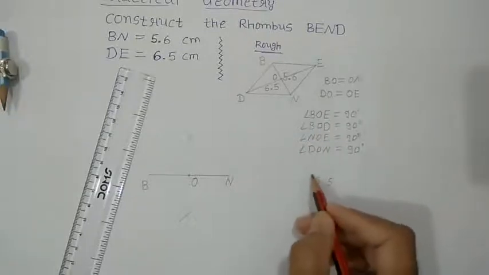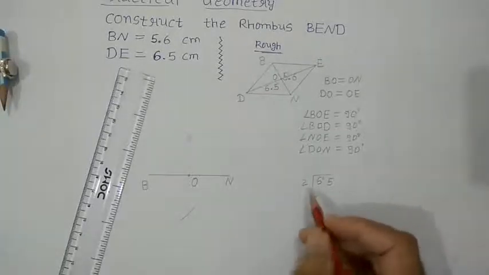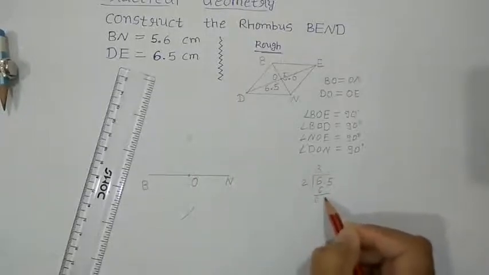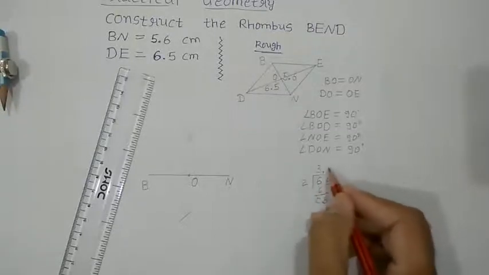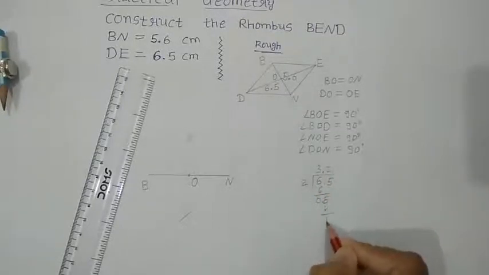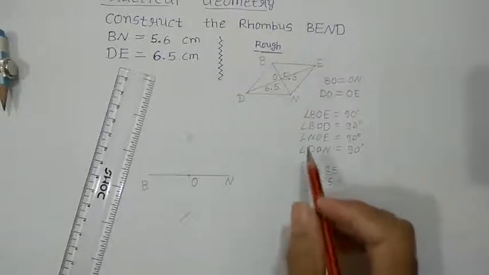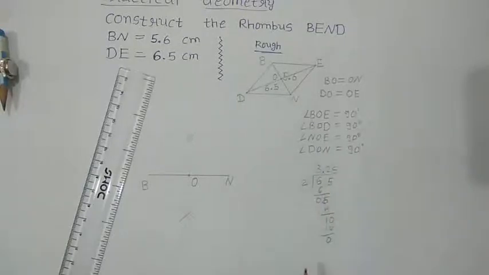6.5 divided by 2. We have to make two equal parts of 6.5. So by doing this, what do we get? 2 3s are 6, 5 is here, 2. Now we have to put a decimal point. 2 2s are 4, remainder is 1. Now we can put 0. 2 5s are 10. Now the remainder is 0. So the two equal parts of 6.5 is 3.25.